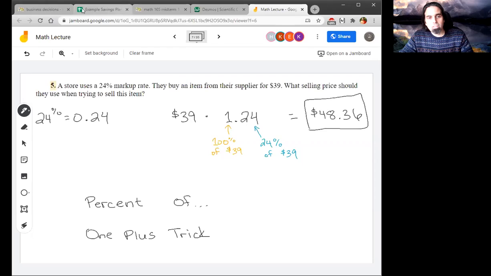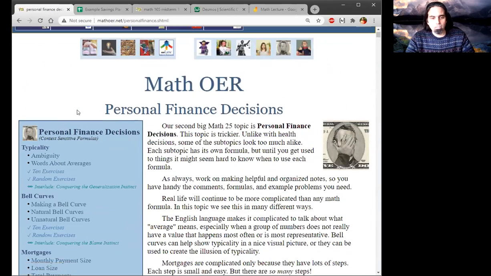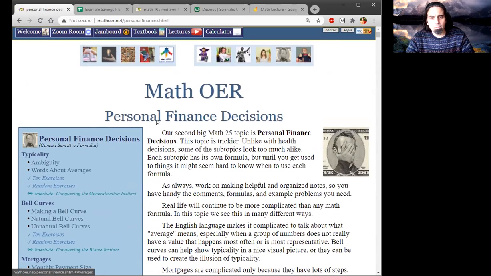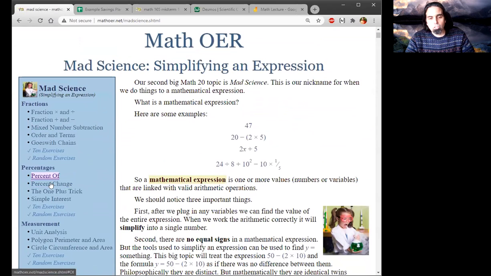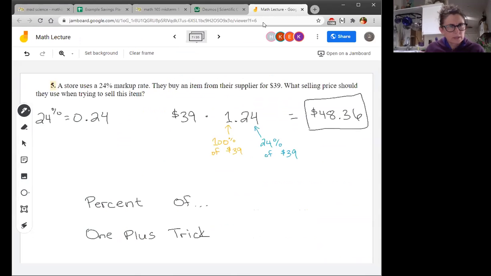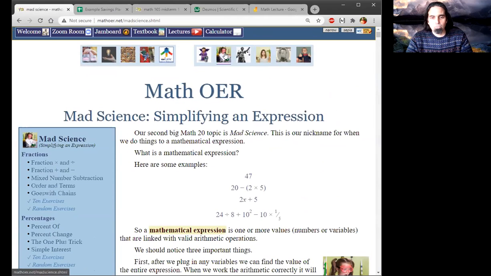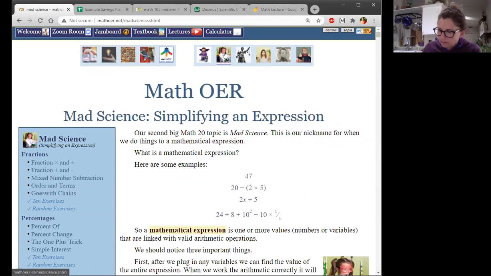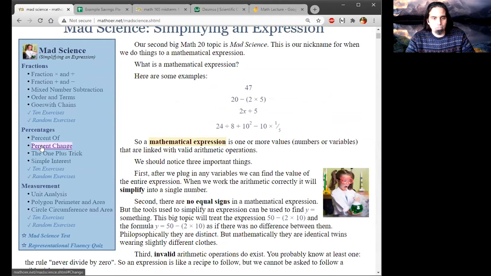If you want to see where this happened in class, it was in the personal finance, no, it was the, there we go, mad science, percent of or percent change. And I'll put those links in the after class email. Okay. And that link was where? Click on the girl with the science stuff. Stuff about an expression, more than one number, but not an equal sign yet. And then percent of, and percent change, and 1 plus trick.